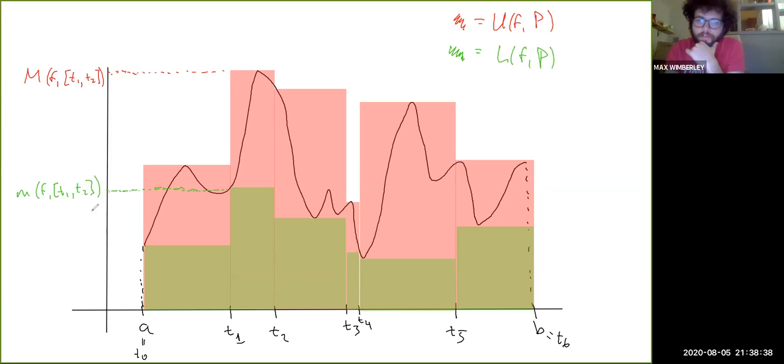All right, so in the next video, we'll look at some examples of proving that functions are integrable or not integrable directly from this definition.